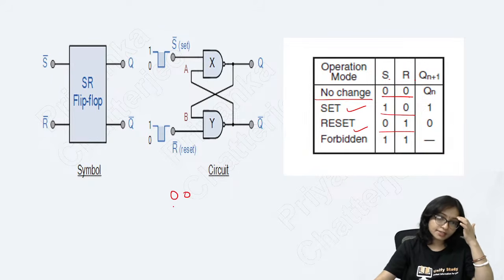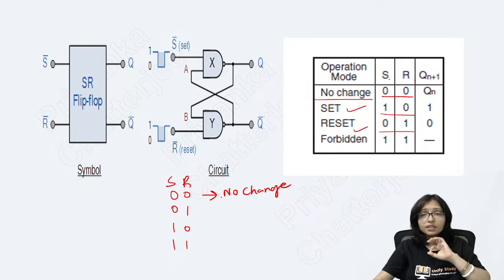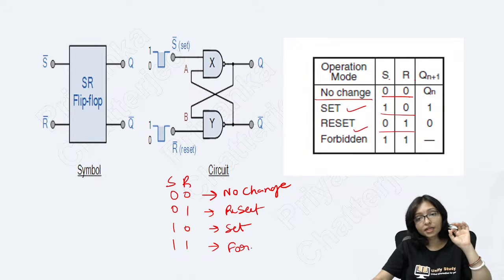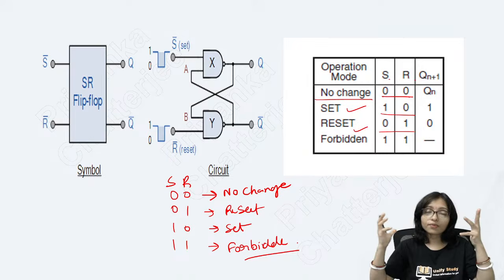You can think of it like 0 0, 0 1, 1 0, 1 1. This is S, this is R. 0 0 means no change. Remember it this way, then you will never forget. 0 1 means reset, 1 0 means set. 1 1 means this is forbidden. This is the problem of the SR flip-flop. In 1 1 it doesn't know what the answer will be. That's why it is forbidden here.